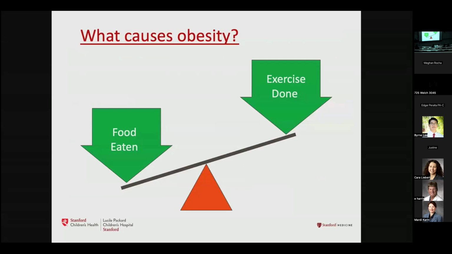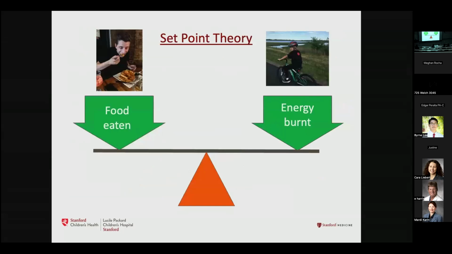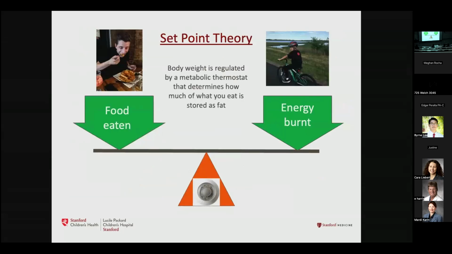Is it eating too much? Is it not exercising enough? Is it under volitional control? Can you actually control your weight? It ends up that obesity is controlled by a thermostat, a metabolic thermostat that's in your body that determines how much of what you eat gets stored as fat.